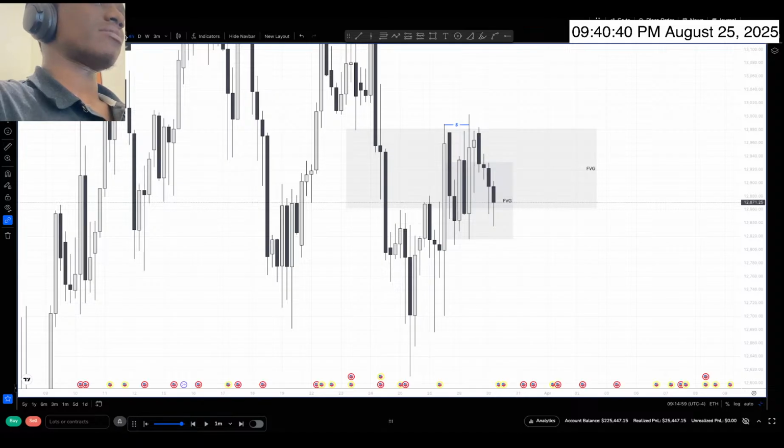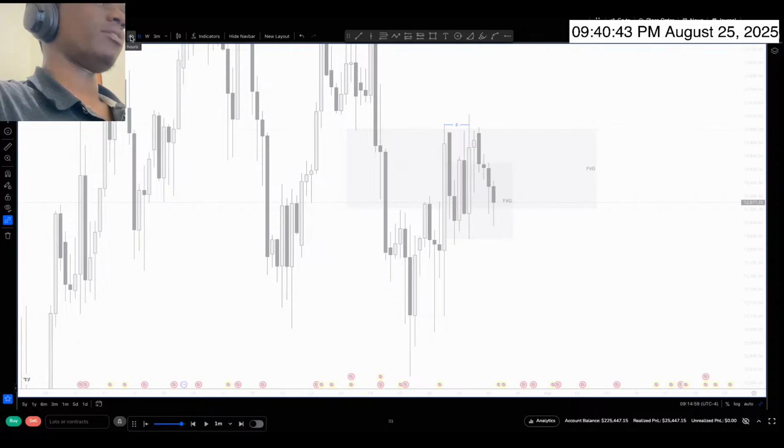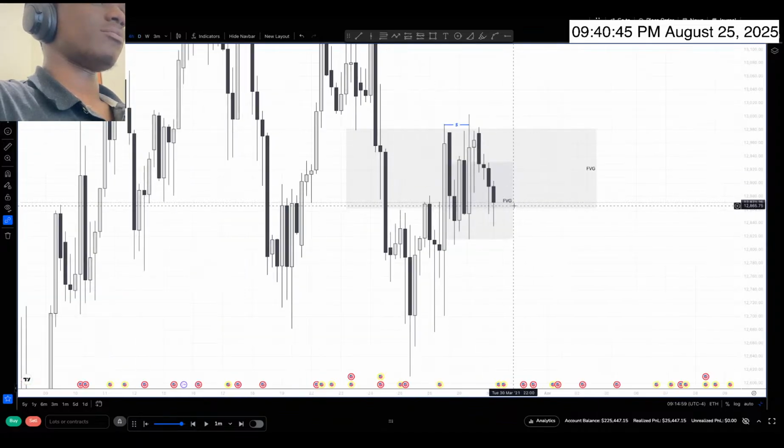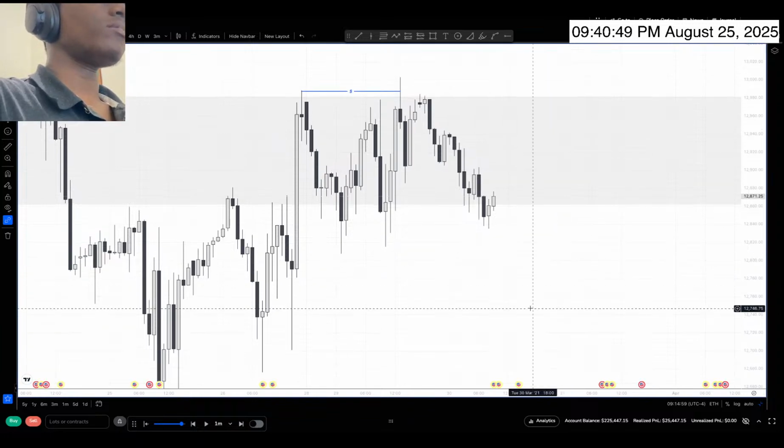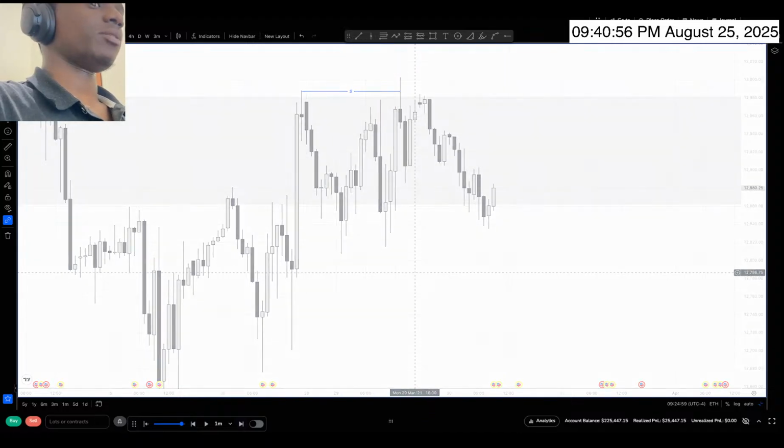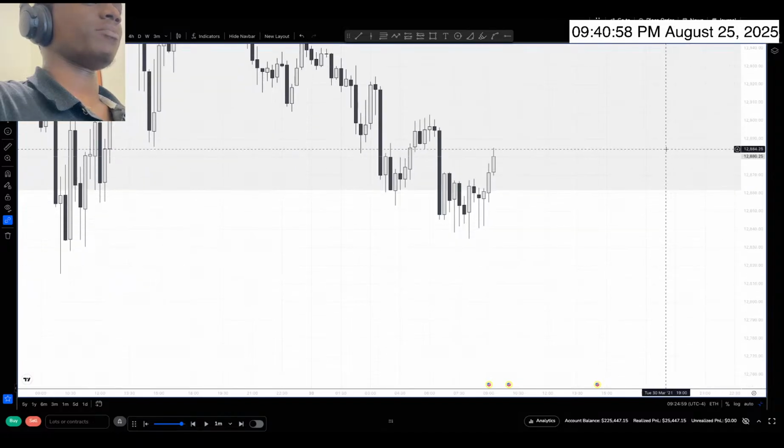So will the daily fair value gap be dominant or this one? Well, I guess it's time to learn. Let's wait for it and see what price does. But I'm thinking the daily fair value gap might have the upper hand.